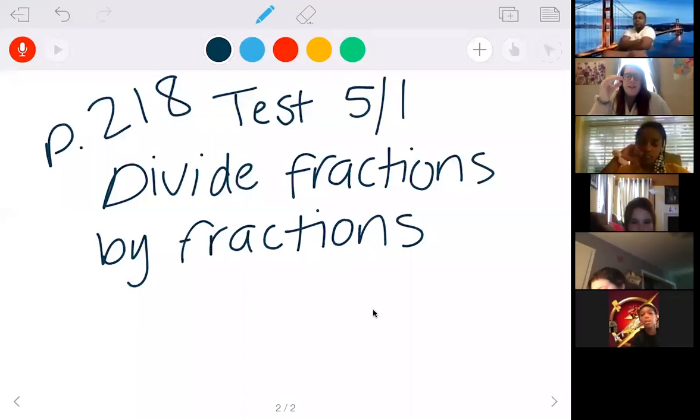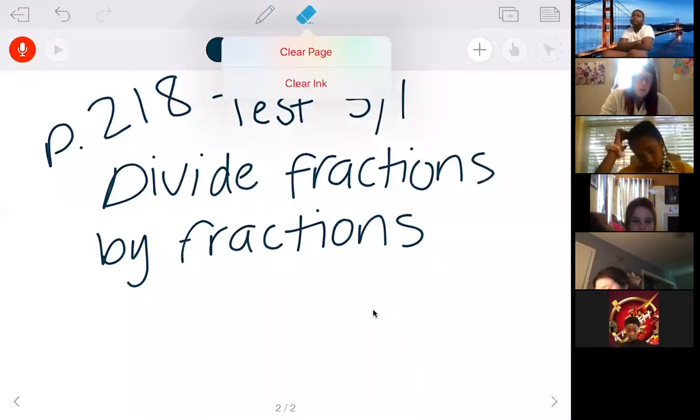So what we're going to do today is dividing fractions by whole numbers, which I honestly think is a lot easier than what you've already done. So we're going to write the steps.